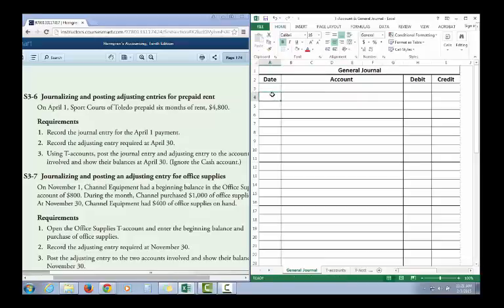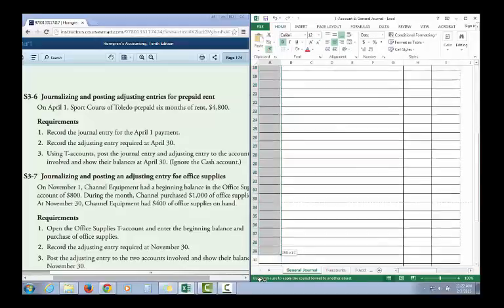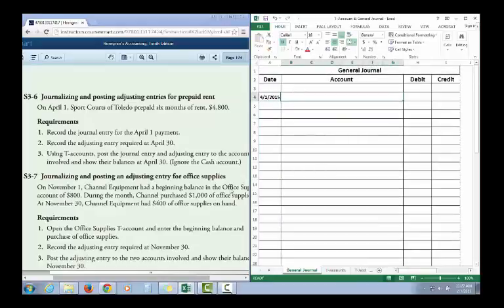So on April 1st, so I'm going to put April 1st, 15. We have prepaid something. We're paying something in advance, and this is rent. So we have prepaid rent. So we're going to debit prepaid rent, and we're going to credit our cash because this is what we're actually paying out. So we debit prepaid rent for $4,800 and credit cash for $4,800.